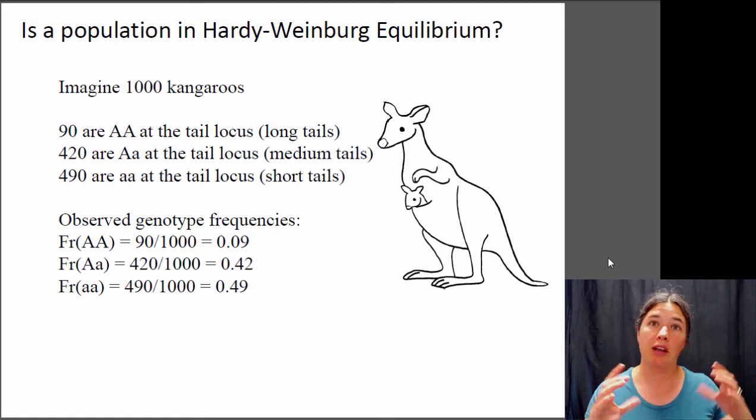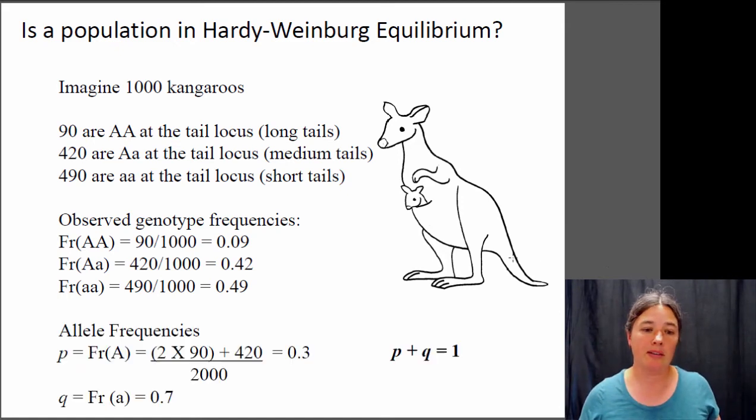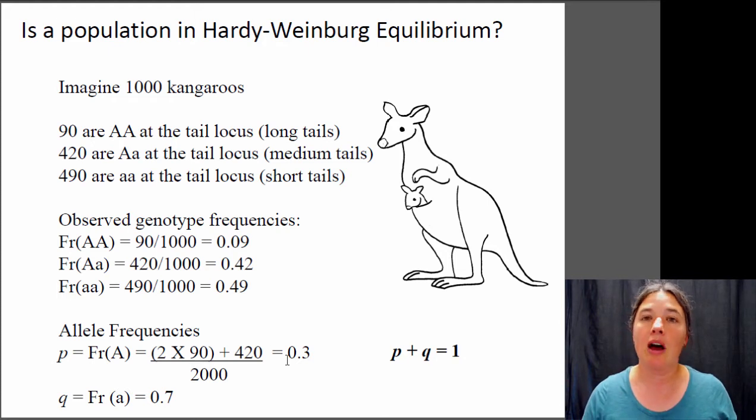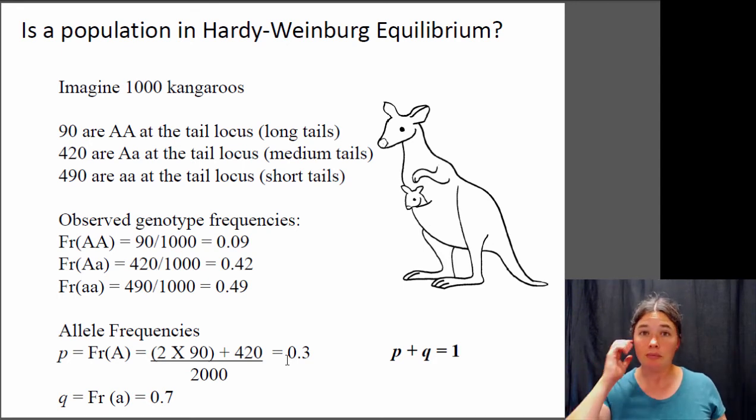So we have 1,000 kangaroos, each one has 2 alleles, so it's 1,000 times 2. So what that looks like is this: 2 times the number of homozygotes plus 1 times the number of heterozygotes over the total number of individuals times 2. So that gives us an allele frequency of the big A allele of 0.3. Okay? Now you can do the exact same thing for the little a allele.